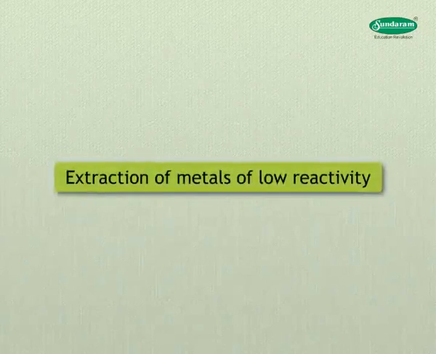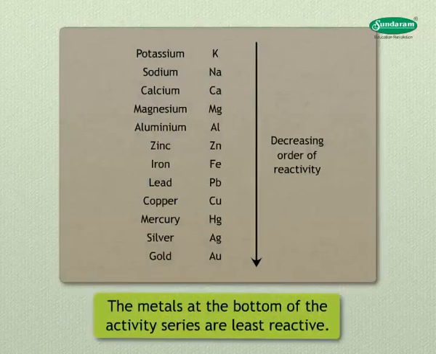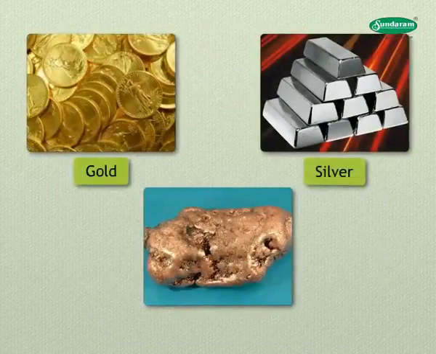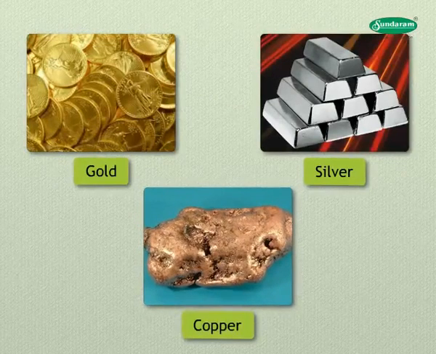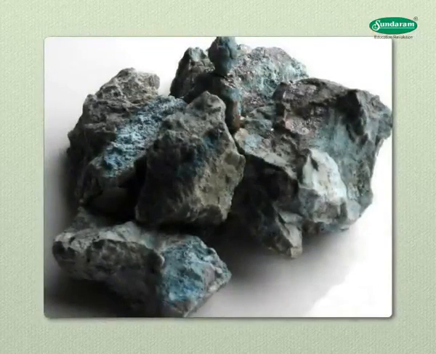Let us see how metals of low reactivity are extracted. The metals at the bottom of the activity series are least reactive. They are often found in the free state, for example gold, silver and copper. But copper and silver are also found in the combined state as their sulfide or oxide ores. For example, copper, which is found as Cu2S in nature, can be obtained from its ore by just heating in air.